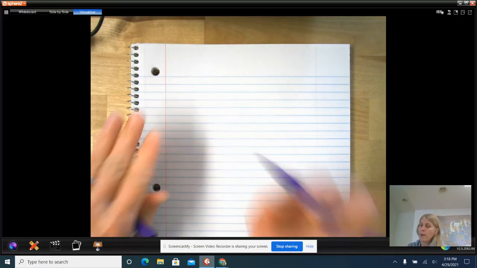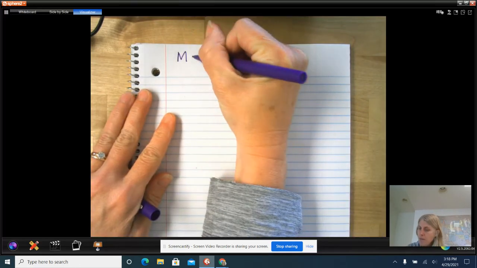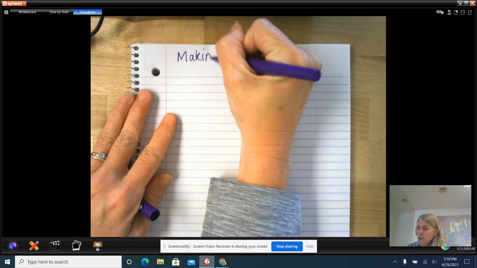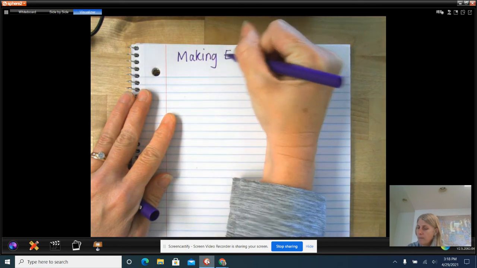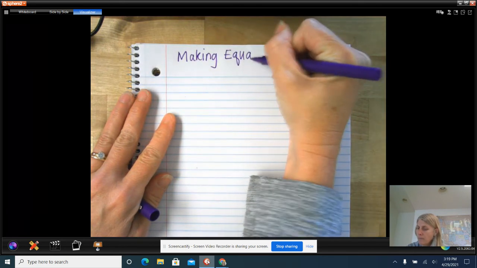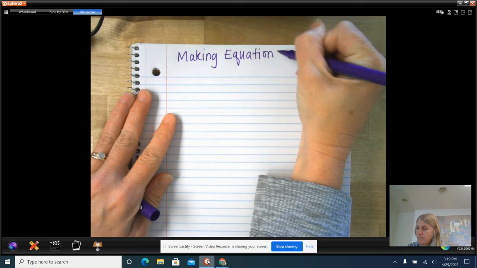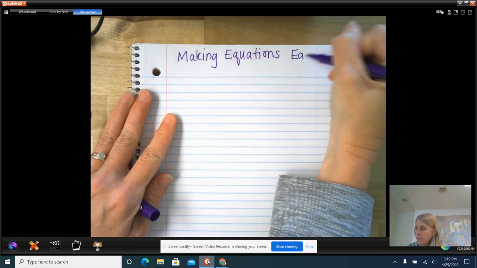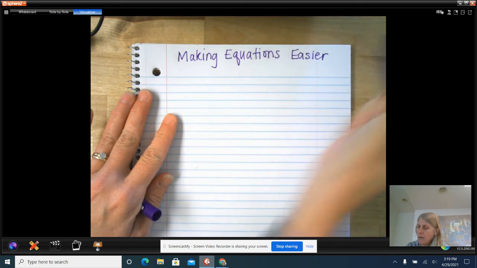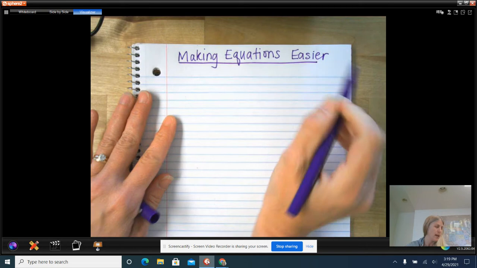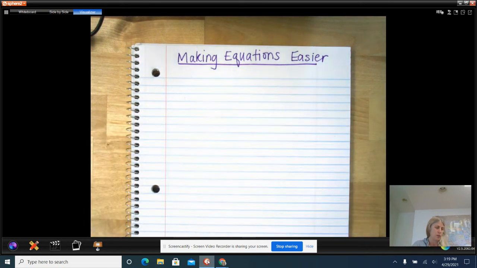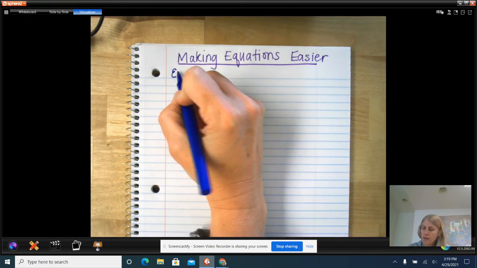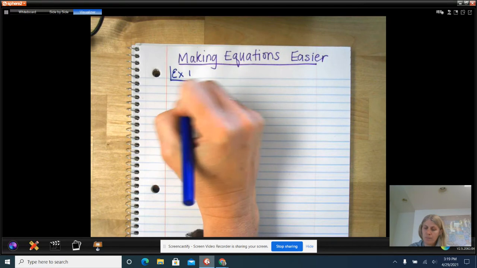So we are working on making equations easier. And we're going to look at a number of different ways that we can do this. Okay, so let's look at our first example, example 1.